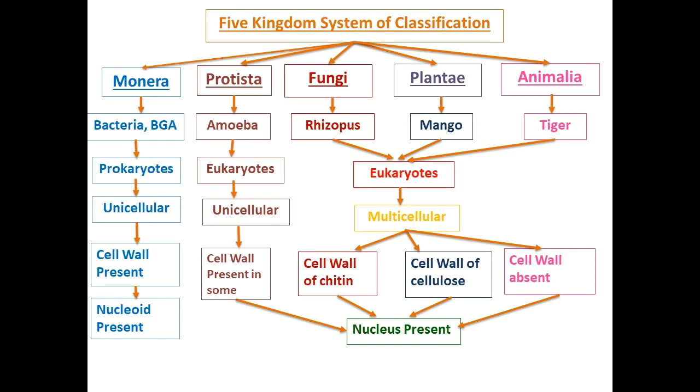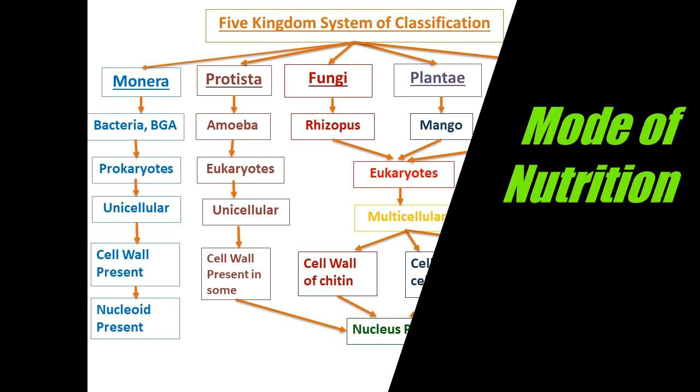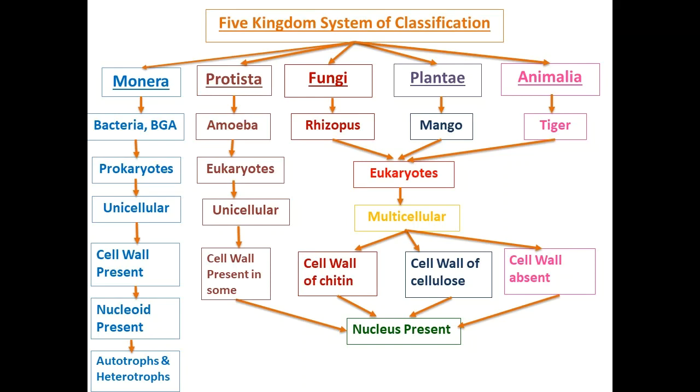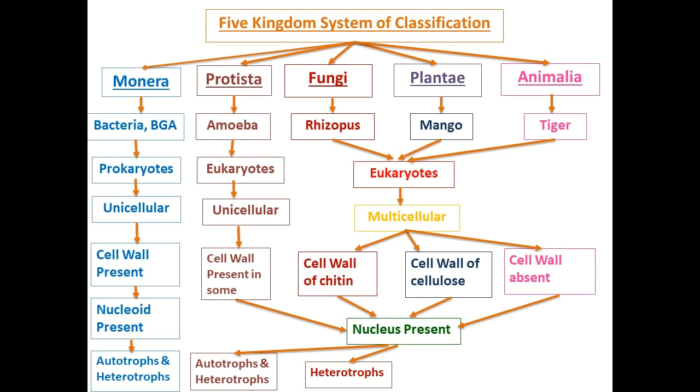Is it okay? Further, we consider the mode of nutrition. Kingdom Monera may include autotrophs or heterotrophs, maybe photosynthetic or chemosynthetic. Kingdom Protista, which includes organisms with a cell wall or without, may be autotrophs or heterotrophs. Kingdom Fungi, which is a non-photosynthetic group, is saprophytic, meaning heterotrophs. Kingdom Plantae is autotrophs, and Animalia has the heterotrophic mode of nutrition. So all these points are taken into consideration in Whittaker's five kingdom system of classification, which is accepted.